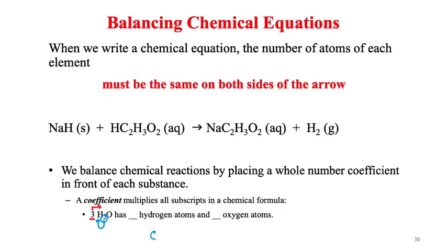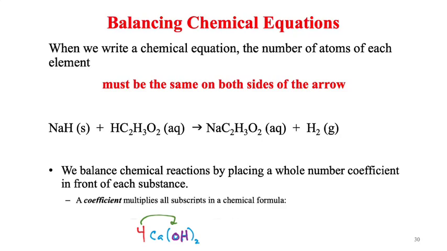Okay, so let's pick another one. Let's take a look at calcium hydroxide. And let's do 4 calcium hydroxide. How many calciums are there? 4. How many hydroxides are there? 8. It's 8? Why? What is hydroxide? OH. But there's 4, right? There's 2 for every calcium.